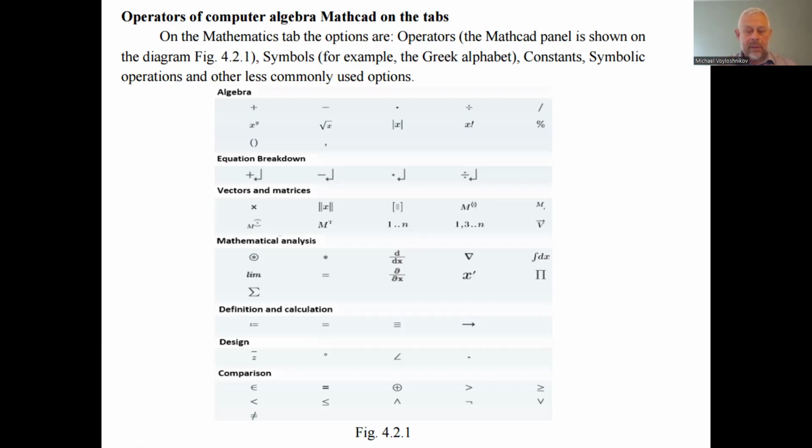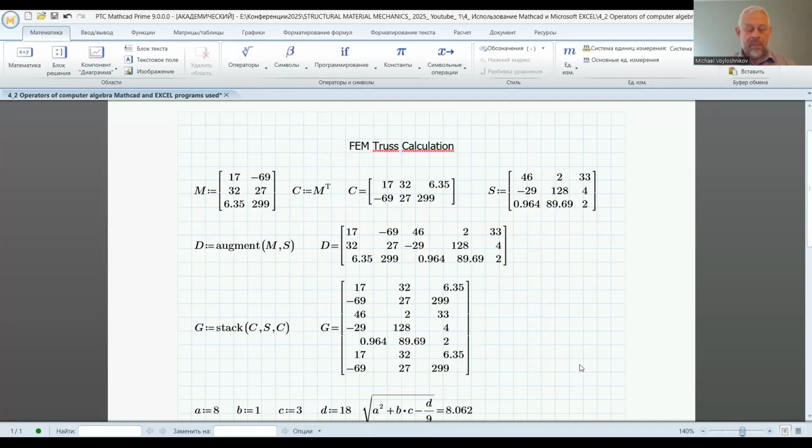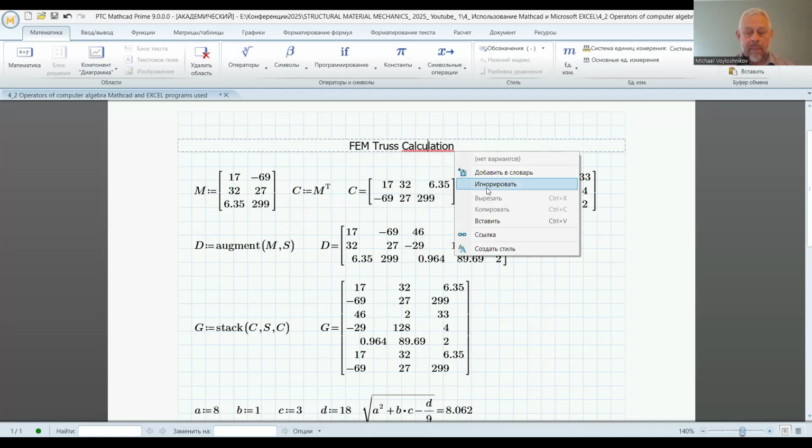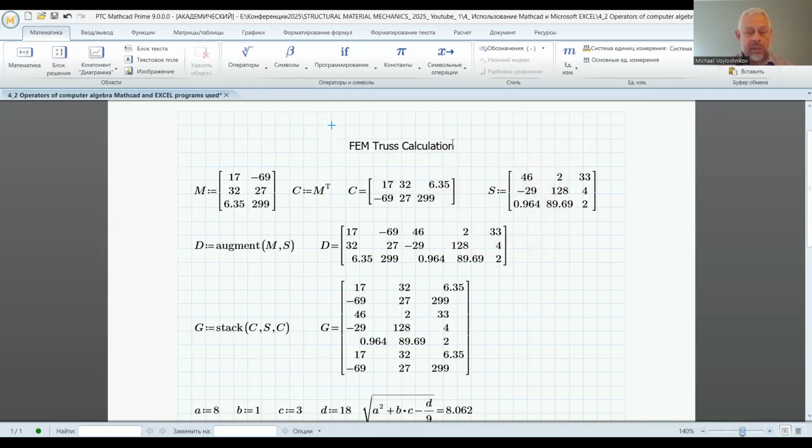So let's see the use of the Mathcad computer algebra system first. Okay, this is the open file of Mathcad. We have some information here, but it just means nothing. We will not in this one lesson consider the finite element methods or truss calculation. We will not do that. This is just a comment, to explain that it's possible to do comments here. For example, we can write another comment, for example, what is a lesson of the Mathcad.